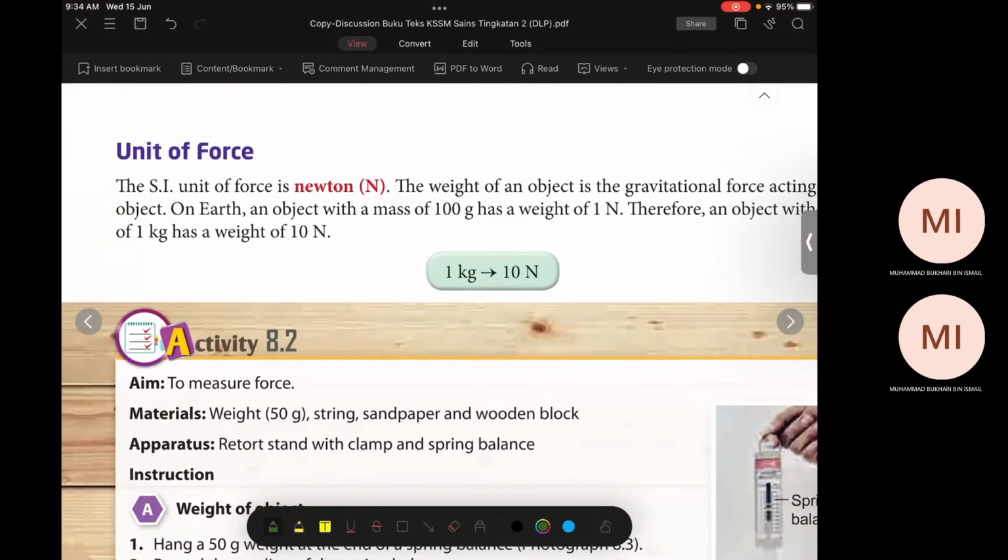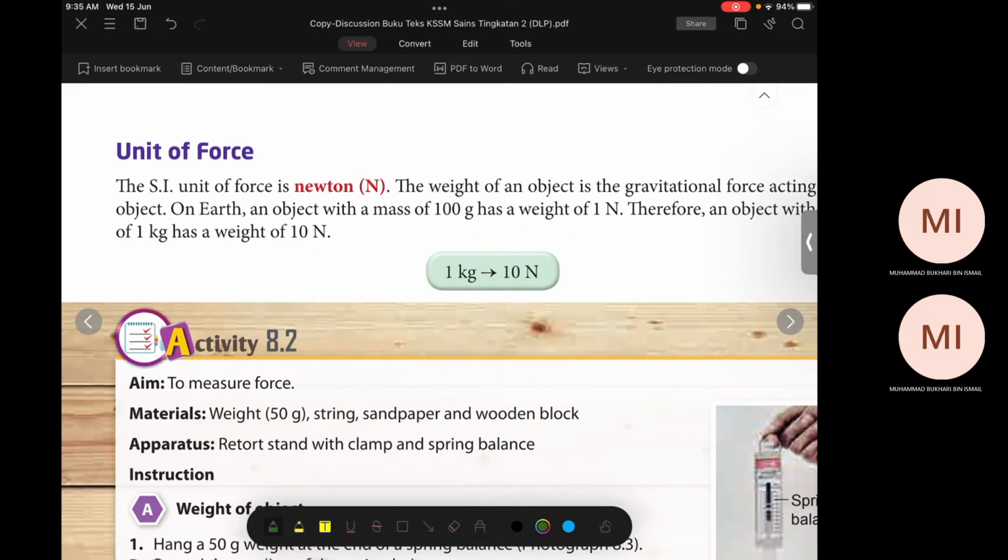Unit of force. The SI unit of force is what? Newton. Newton comes from where? Isaac Newton, correct. Newton comes from a scientist in the past whose name is Newton. So his name was used as a unit, as a remembrance of his contribution to physics.